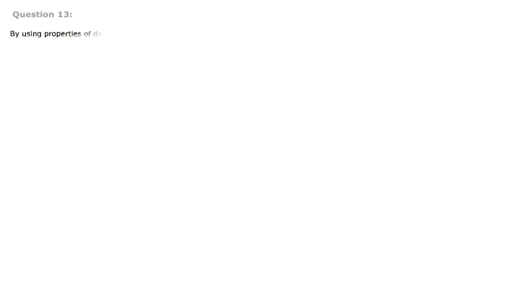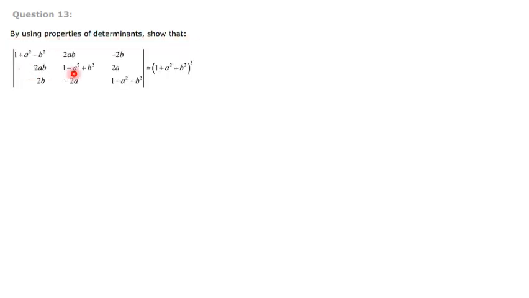Move on to question number 13. By using properties of determinants, show that the determinant is equal to 1 plus a square plus b square the whole cube. We have to prove. As before, we take delta is equal to the given determinant, the left hand side determinant.